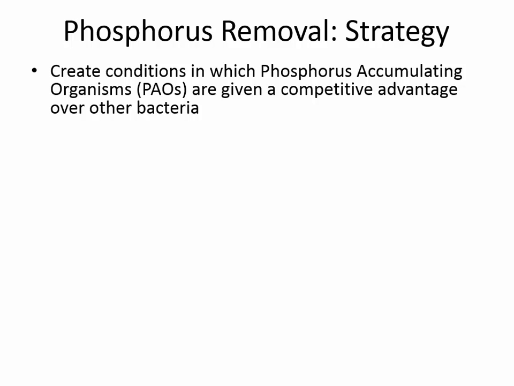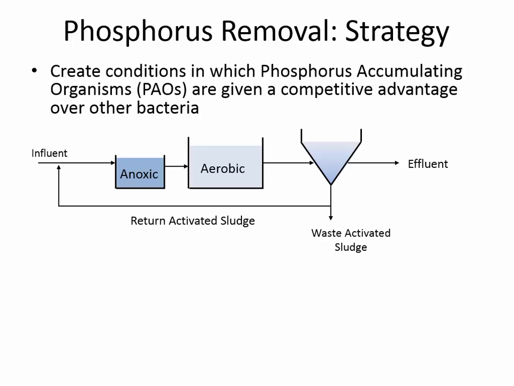The types of bugs that can use up phosphorus are very weak and slow. The other microorganisms can always outcompete these PAOs, the phosphorus accumulating organisms, unless we create a special environment where they have an advantage. It's like we want to create a certain spot where the PAOs can grow better than the other microorganisms can grow. And so what can we do to give them a competitive advantage?